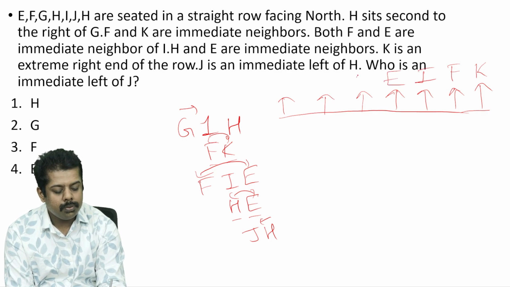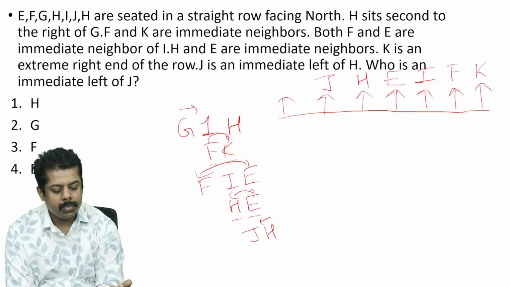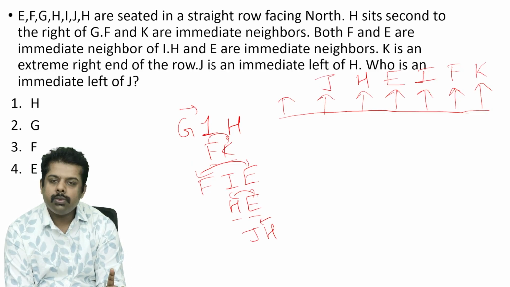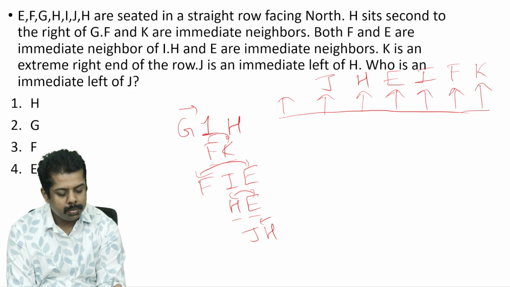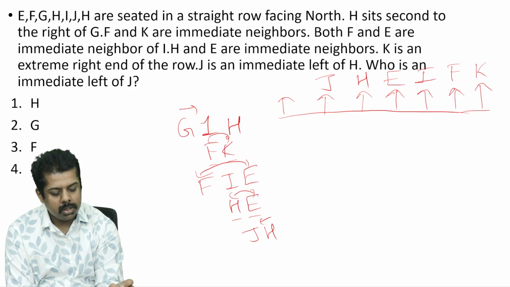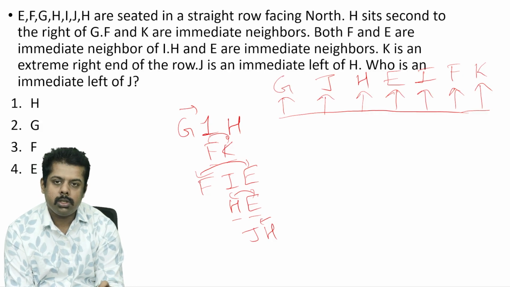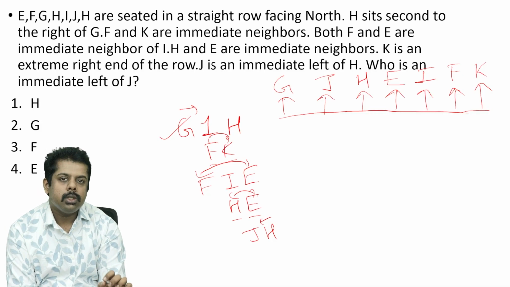Now H is a neighbor of E, so H is also going to be here. Now where is J sitting? To the immediate left of H, so J has to be here. Now we have to fix just one more person. The person we haven't fixed is G, so G has to be here. G is two to the right of H, as they have given. So that is also fixed.